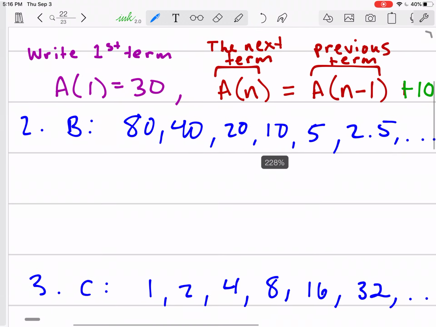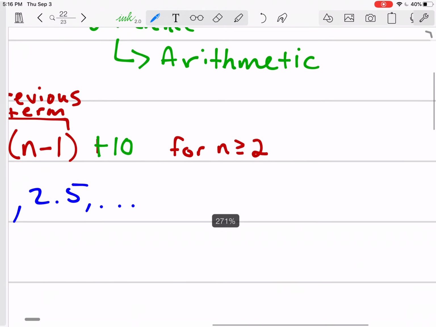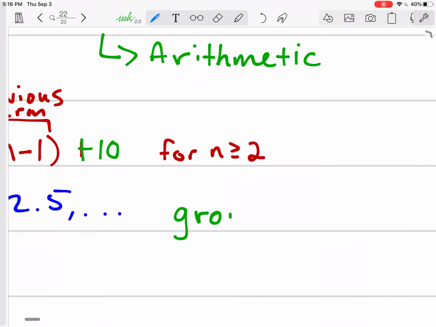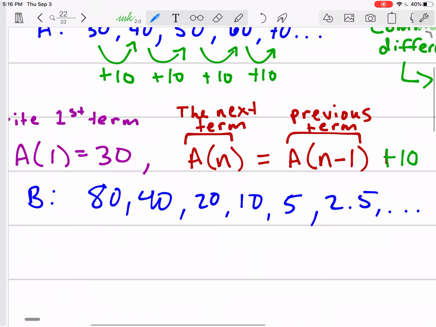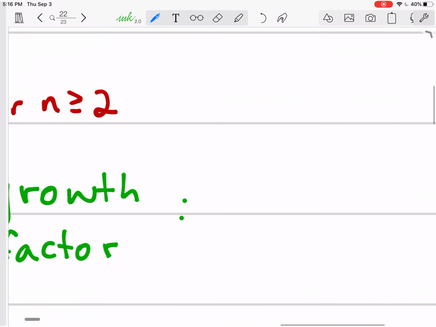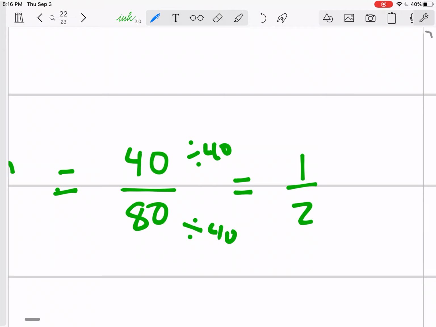All right, so now maybe we need to find a growth factor. To find a growth factor instead, we can divide consecutive terms. Maybe it's multiplying by something basically. So I can take the next term, 40, and divide by the term before it, 80. 40 divided by 80. If you simplify this, it should equal 1/2. Why? Because if I divide 40 by 40 and 80 by 40, I get 1/2.